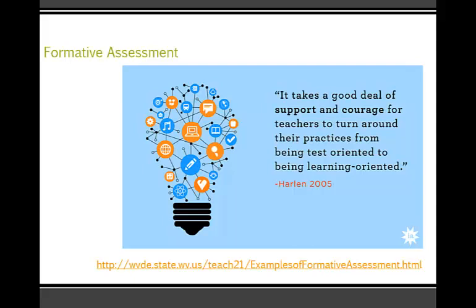So it's a really good idea to select. That doesn't mean you can't use different processes sometimes, but to select a few processes that are going to be your focus areas for your instruction.